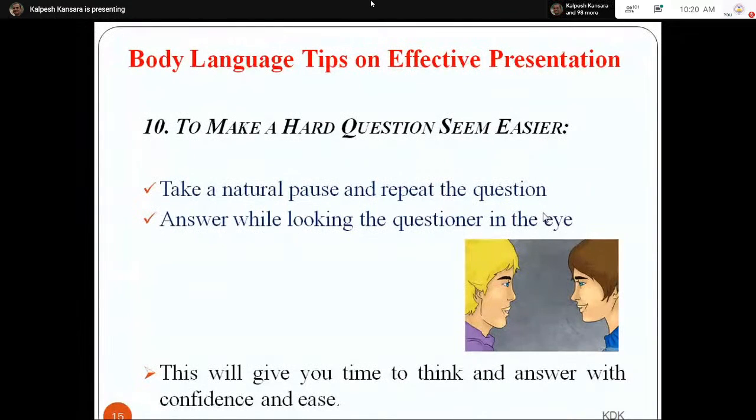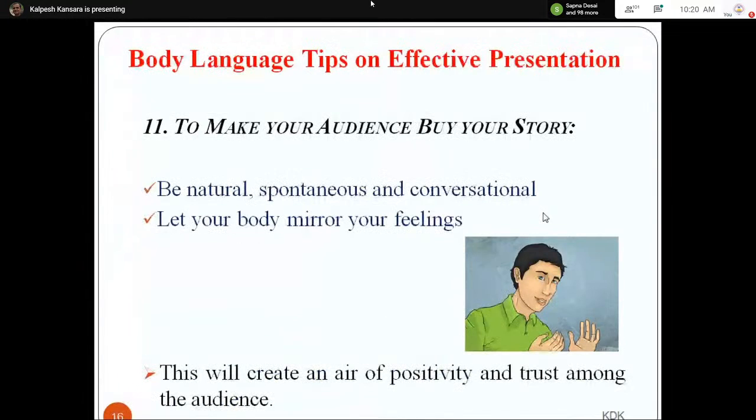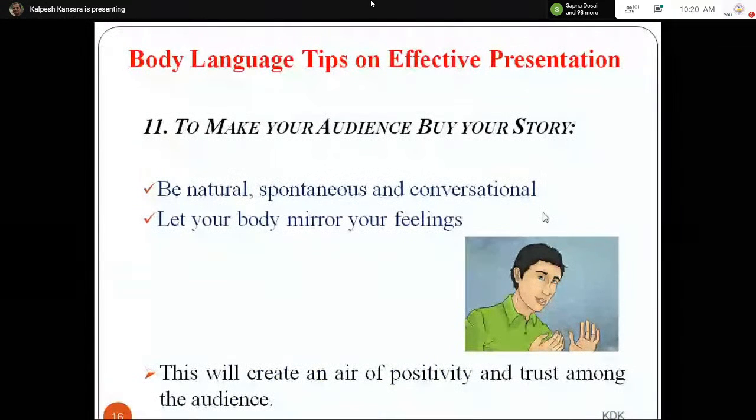So a few seconds will give you time enough to find out the right answer, appropriate answer. Further, to make your audience buy your story, what you should do: be natural, spontaneous, and conversational, and let your body mirror your feelings. So, as I said earlier, do not try to copy or imitate anyone. Be yourself, be natural, be spontaneous, and practice a lot.